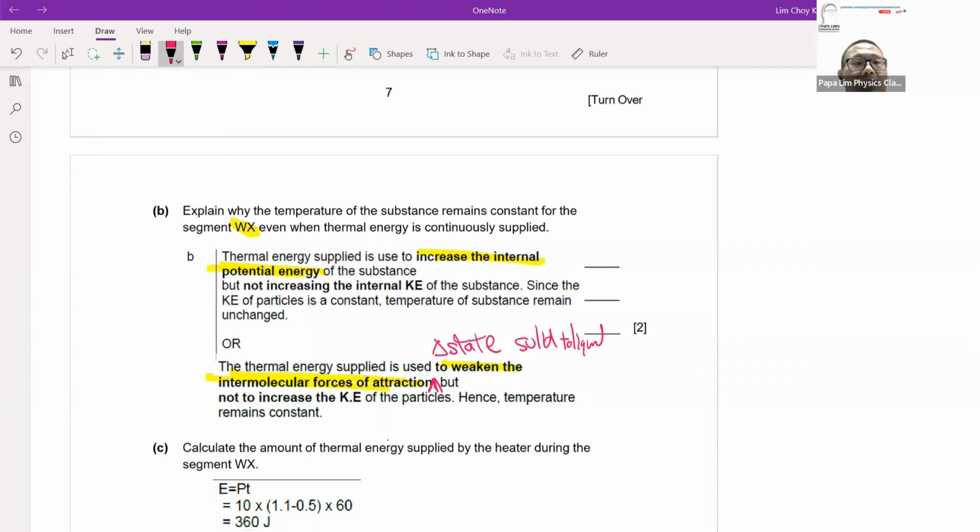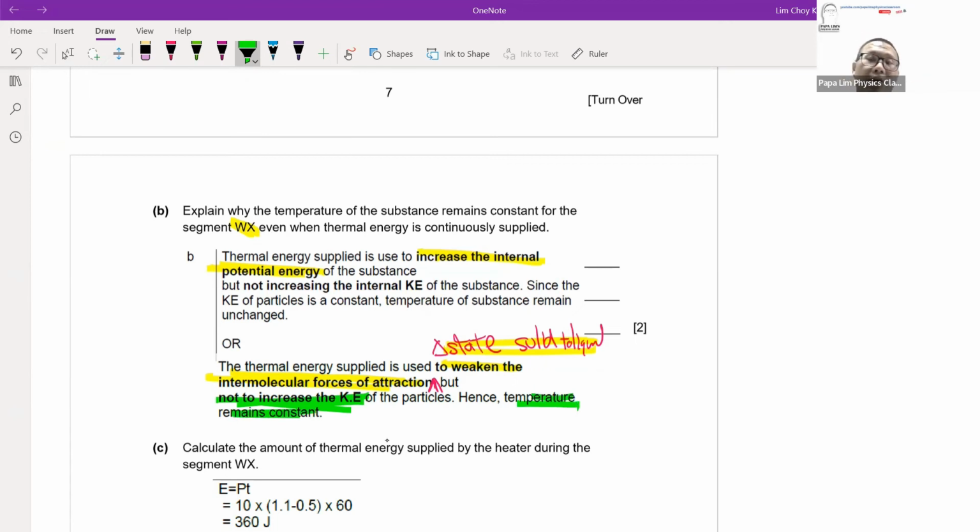Okay, so we always encourage students to actually write these two phases when we're talking about the potential energy changes in the intermolecular forces and actually talk about state change. Then after that, we talk about kinetic energy. We always tag it to no change in kinetic energy at this stage, WX, because why? All the energy has been diverted to your potential energy. And because there is no change in kinetic energy, the temperature always remains constant.